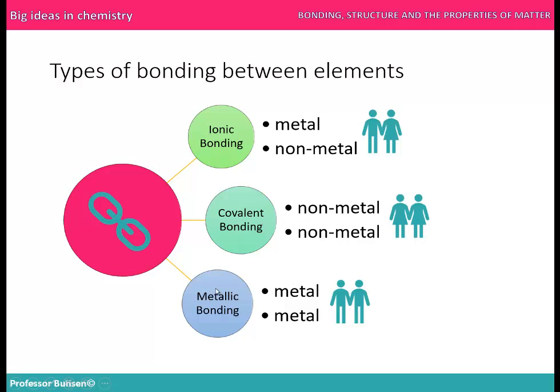Now, when you talk about metallic bond, it only exists in metals only. In this case, we have a male and a male. Assuming that both of them are metals, they will exhibit metallic bond property.